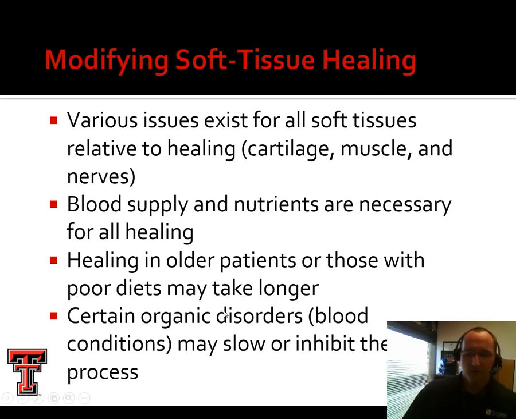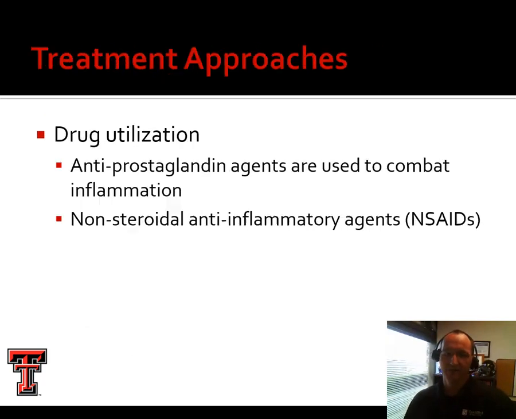Some organ disorders and blood conditions can slow or inhibit the healing process. Patients with poor diets may take longer. If the patient's diabetic, their peripheral vascular circulation is going to be poor, and so that may make them a notoriously slow healer. So there's lots of things we can do to try to intervene here.